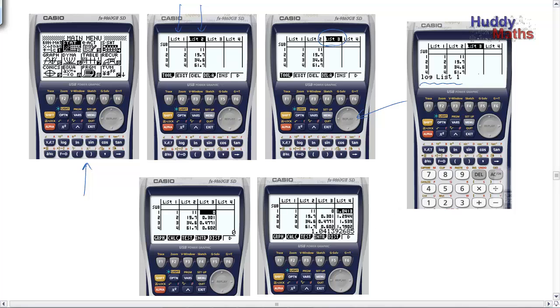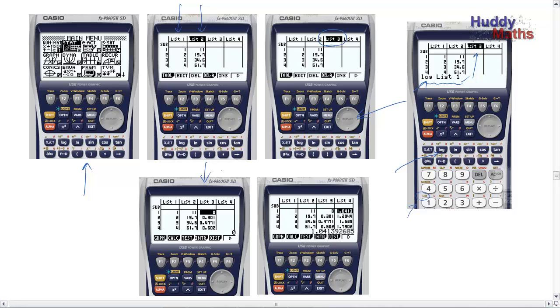So how do you put this in here? With this highlighted, come down here and hit log, that log button, and it will appear here. And then go and find list. So list here is down in here. So you need to go shift and find list. Okay, and then 1. So if you do that and push execute, come over here to this calculator, and you can see in list 3 we've got the log of all the values in list 1.